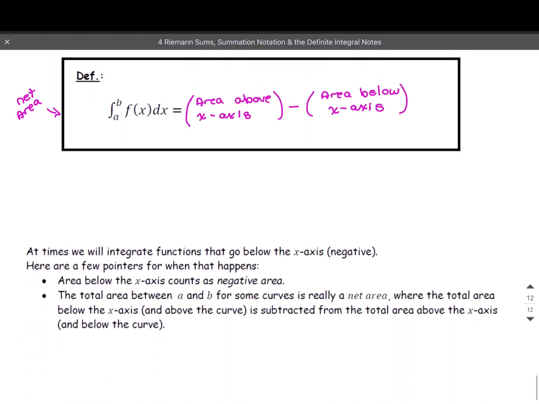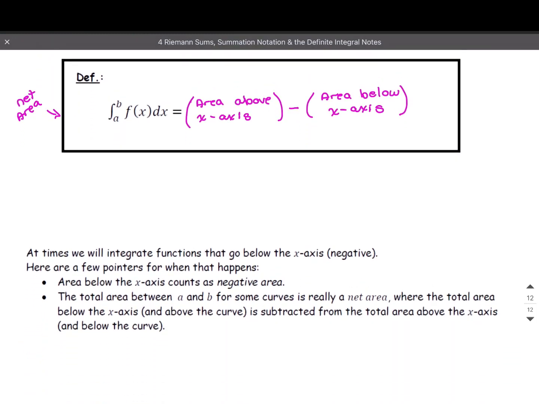So at times we're going to integrate functions that go below the x-axis that have negative values. And here are a few pointers. Area below the x-axis counts as negative area, and the total area between a and b for some curves is really a net area, where the total area below the x-axis and above the curve is subtracted from the total area above the x-axis and below the curve.